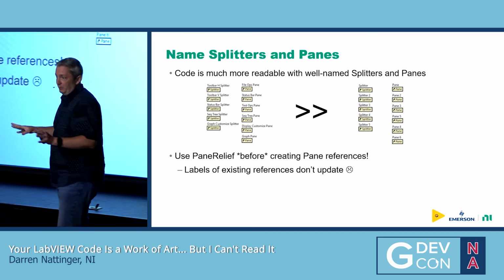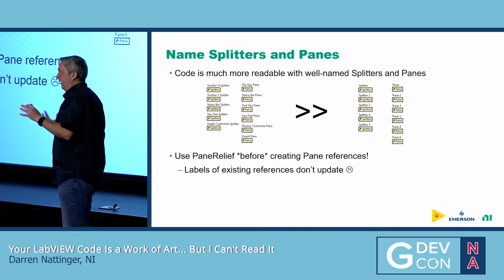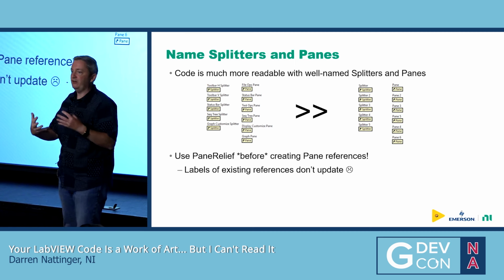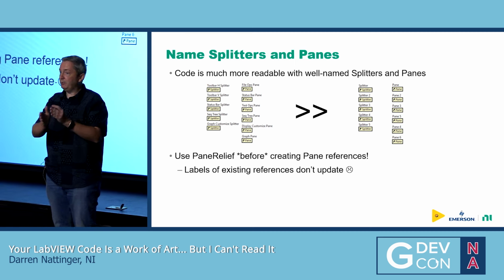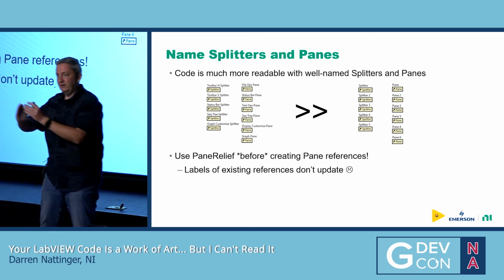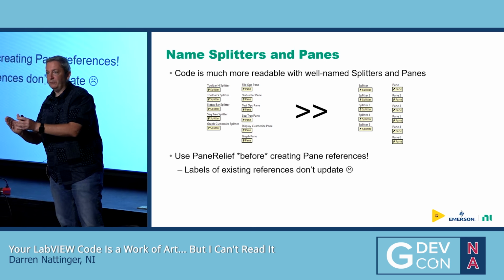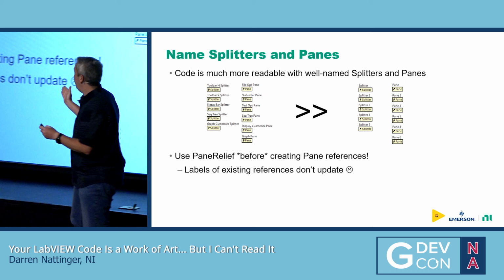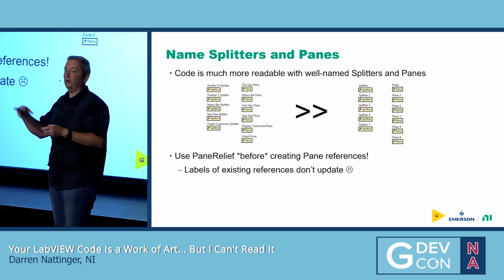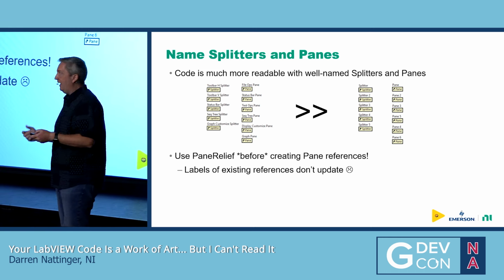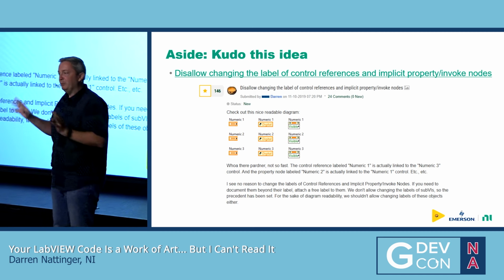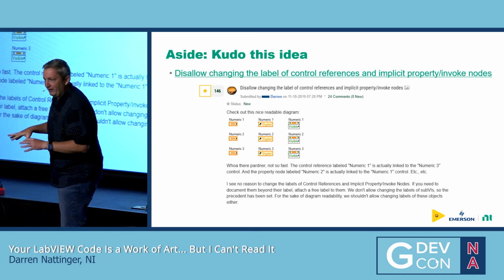Now there is kind of a problem, which is the fact that LabVIEW does not enforce a matching on the label of a thing on the front panel and the label of a control reference on the block diagram. So if you're going to use Pane Relief, you need to make sure to use it before you start creating references. And while we're here, just as an aside, please go kudo this idea on the LabVIEW Idea Exchange.